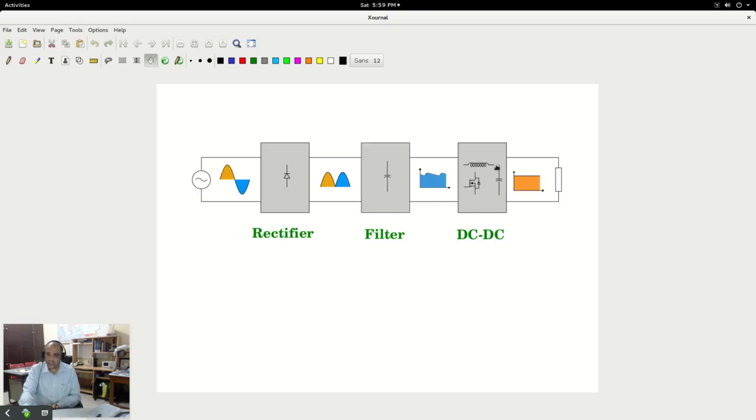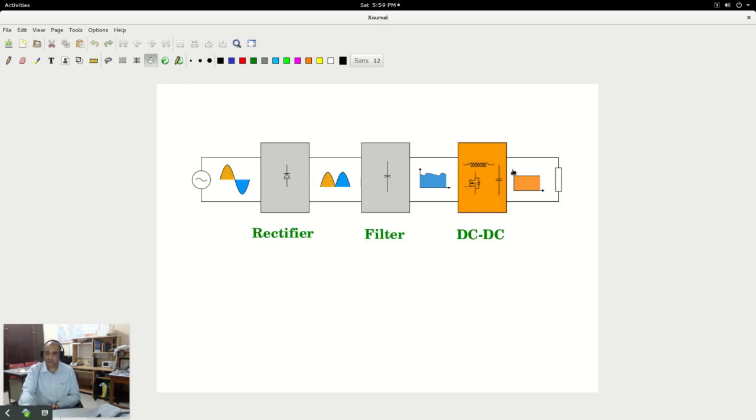In the case of the DC-DC converters, the main components in it are the MOSFET or IGBT, some power semiconductor switch, there will be capacitors, and there will be inductors. So all these major components will be put together in specific topologies to achieve specific outputs, which we will discuss later on in this course.